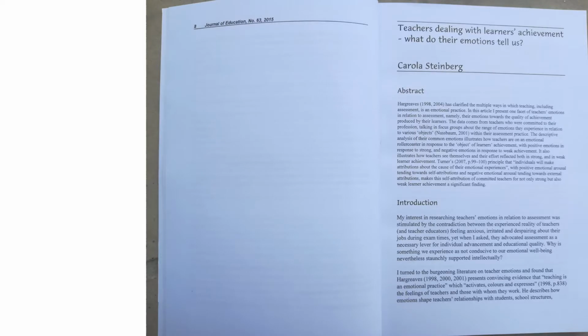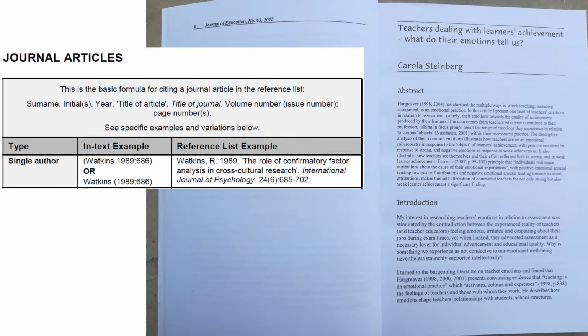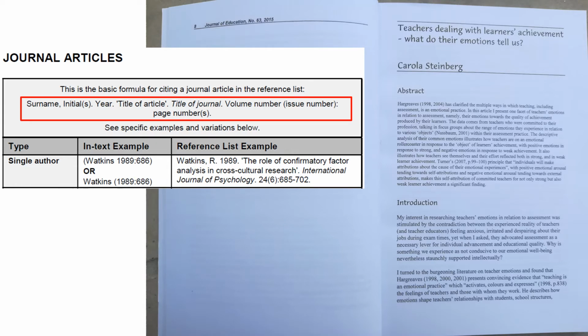Let's look at the hard copy of a journal first. You will find the formula of how to do this on page 28 of your referencing booklet. The red box shows the information that we're looking for. In this case, the surname, comma, initial or initials, year, title of article, title of journal in italics, volume number, issue number, the colon, and the page numbers to end off.